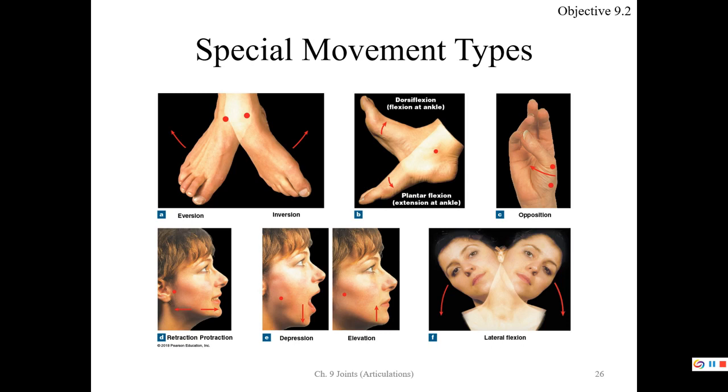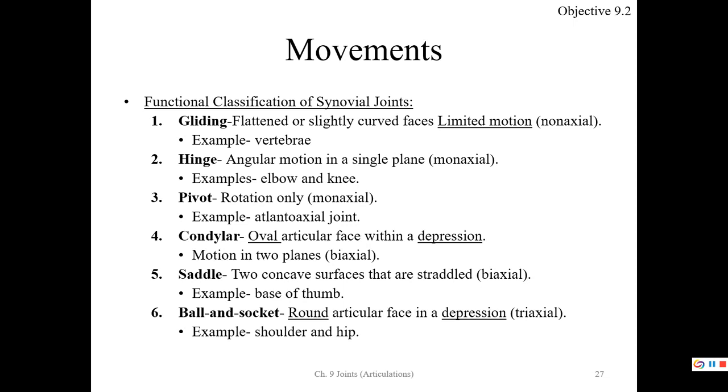So eversion, inversion, dorsiflexion, plantar flexion, opposition, retraction, protraction of the jaw, depression, elevation, lateral flexion, bending your head and neck. Okay. All right. Now, movements can be a variety of things. They can be functionally classified at synovial joints as being gliding. That's where a flat and curved surface with limited motion, monaxial, like at the vertebrae, but still a synovial joint, just not a lot of movement at the synovial joint.